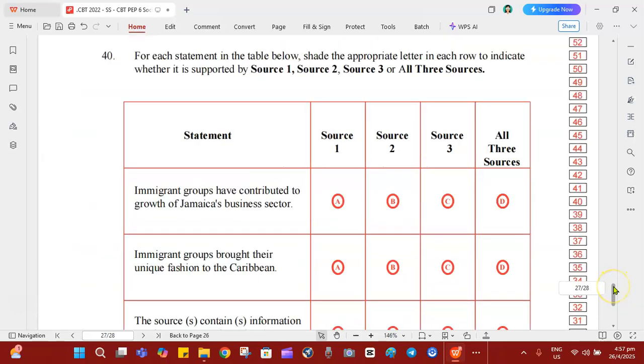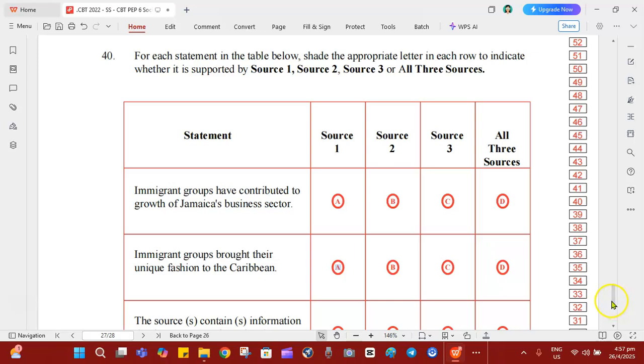So it says for each statement in the table below, shade the appropriate letter in each row to indicate whether it is supported by source 1, source 2, source 3, or all of the sources. So immigrant groups have contributed to growth of Jamaica's business sector, and that is all of them. So it would be D, all 3 sources. Immigrant groups brought their unique fashion to the Caribbean. Only source 1 mentioned fashion, so that would be A.